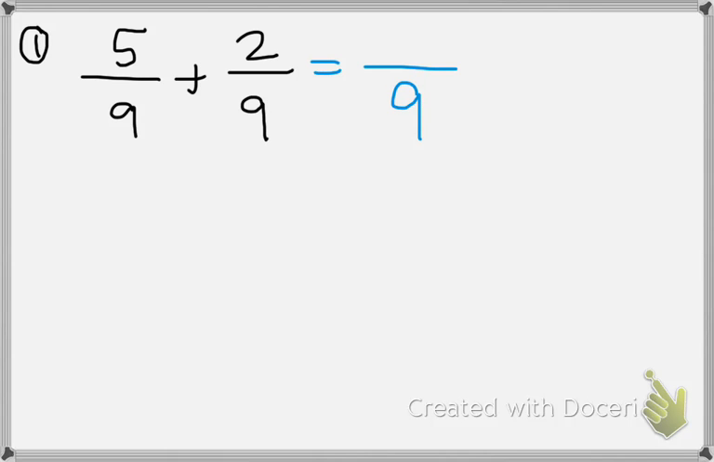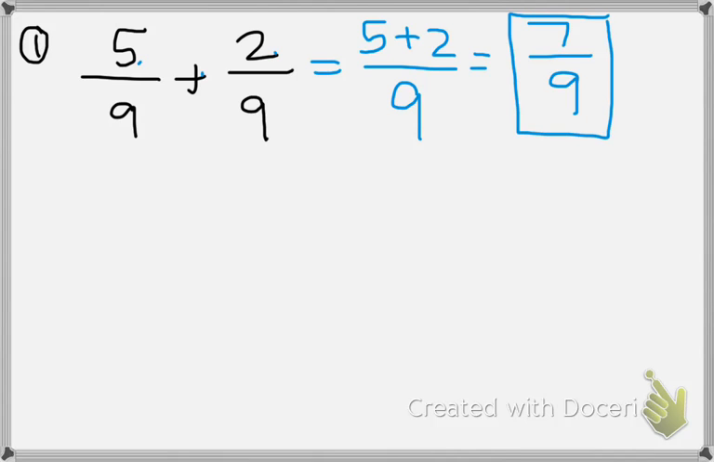Now for your numerators, you just add or subtract. So now we have 5 plus 2, and write everything out, which is 7 over 9. Can you simplify that? No. So that is our final answer, 7 over 9.